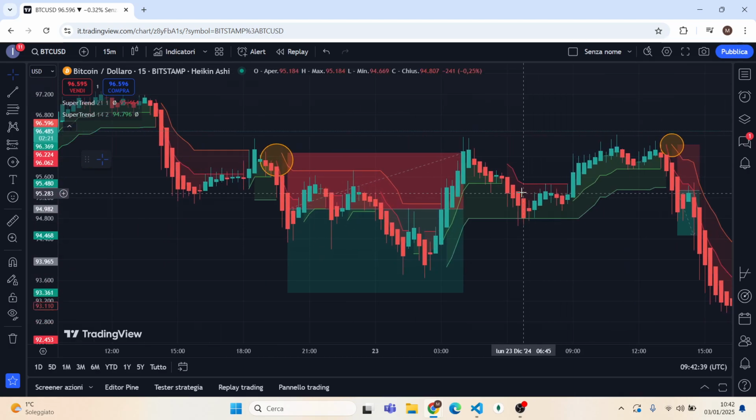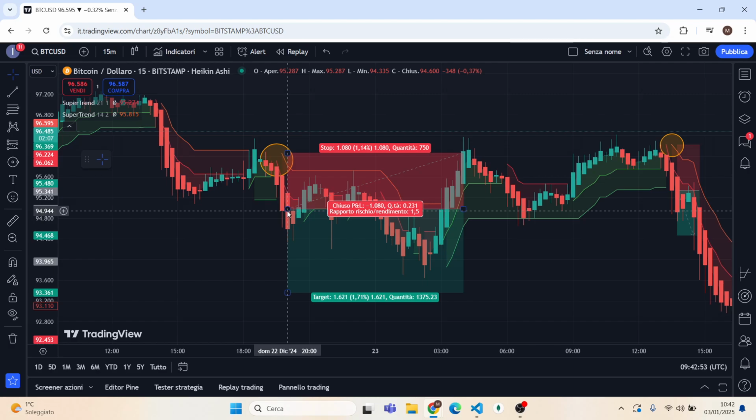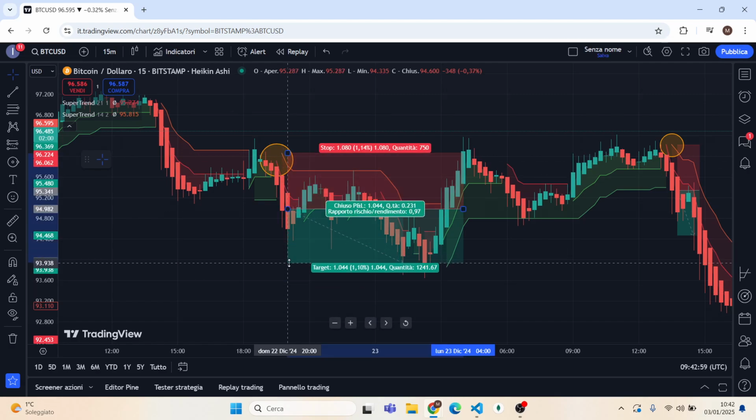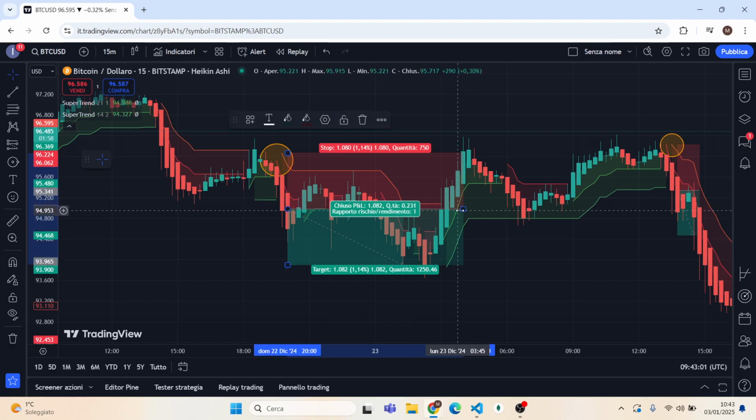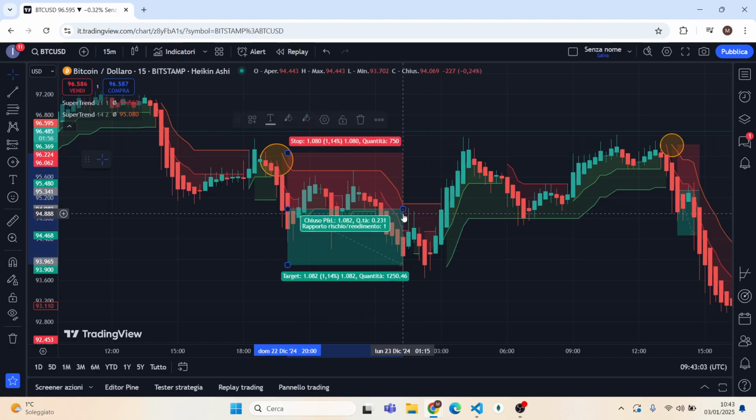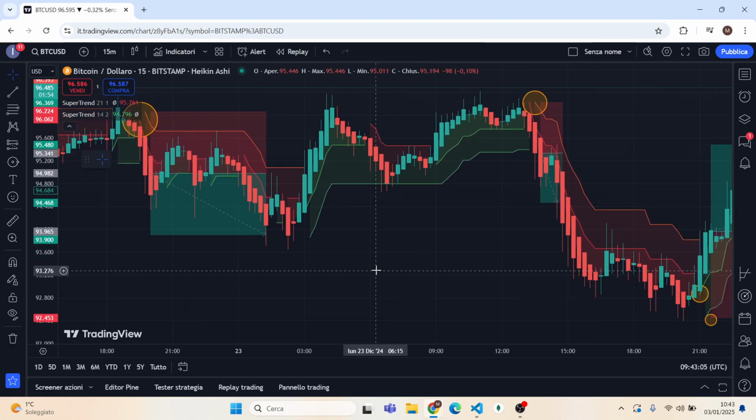Okay, and now we can see another short trade. So as you can see, both of the super trends turn red, so you can open your position at last close, so it would have been opened at this price. You will set your stop loss to the super trend high and risk to reward ratio 1 to 1, and as you can see it was a success. Very good, 3 successes in a row.